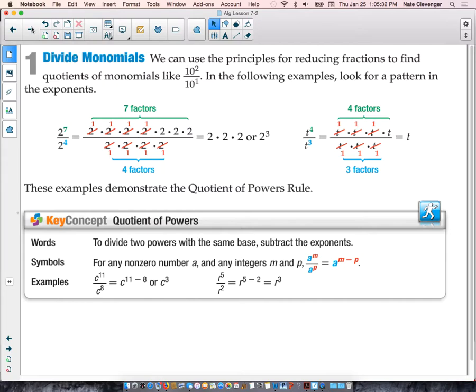And you can see a couple more examples here where they use variables. C to the 11th over C to the 8th, so we subtract the 8 from the 11. Subtract the 2 from the 5. You're subtracting the bottom one from the top one. It is possible that the bottom one could be bigger. If so, that's alright. You end up with a negative exponent on top.